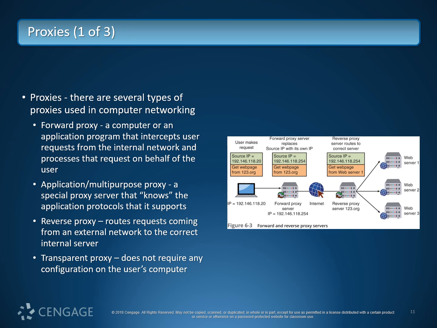Application or multi-purpose proxies are special servers that know the protocols they support. Essentially, it's pre-identified, and then it's able to handle specific requests based on those rules. Reverse proxies are going to handle requests coming from an external network to the correct internal server.